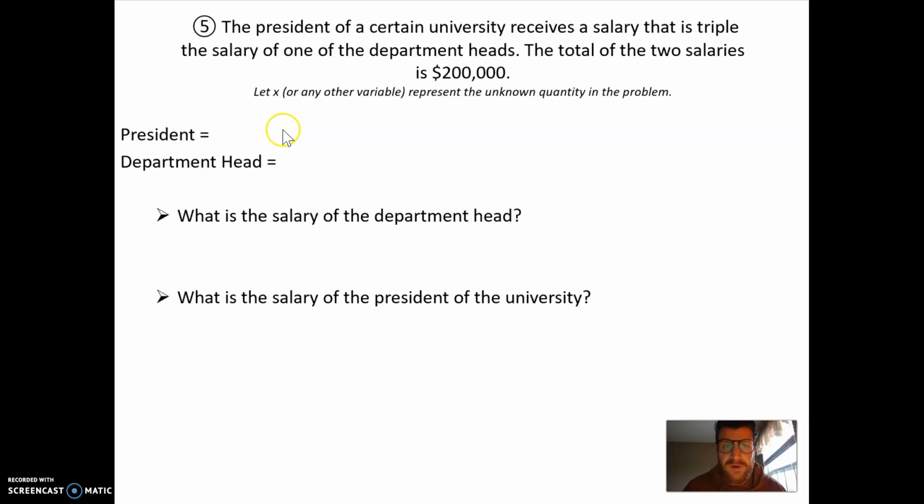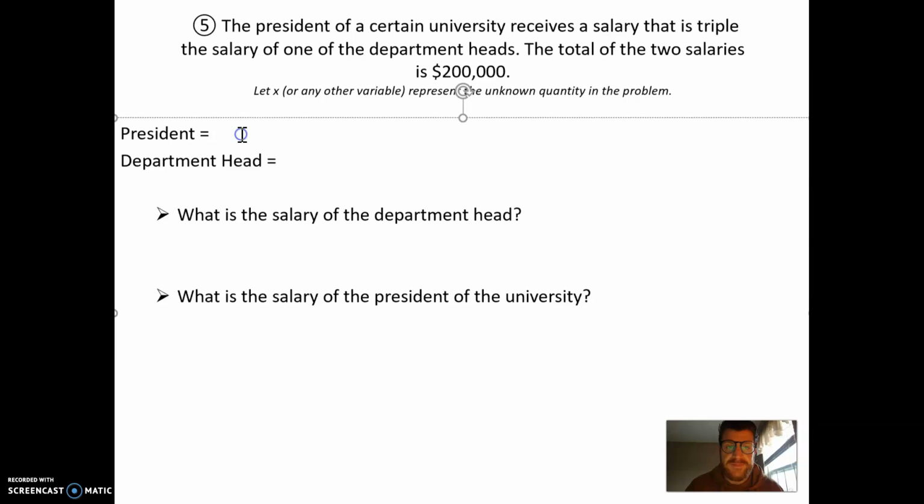All right, 1.5 minutes left. Let's make it happen. The president of a certain university receives triple the salary of a department head. The total of the 2 salaries is $200,000. Okay, so we know the president is triple the department head. So if we knew what the department head was, say the department head made $100, we know the president's triple, that's 300. So if you knew the department head, this would be easy.